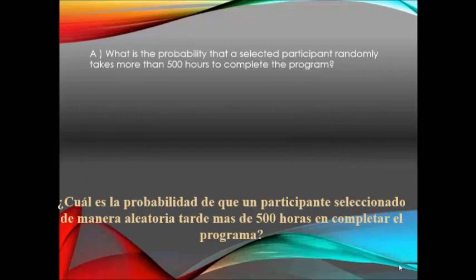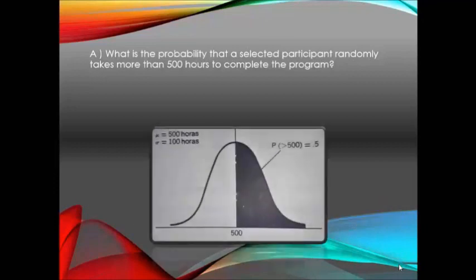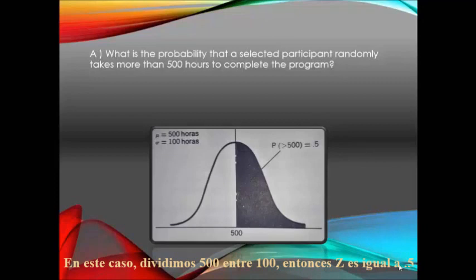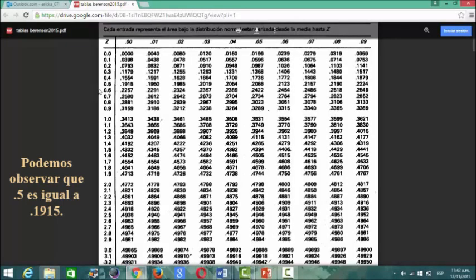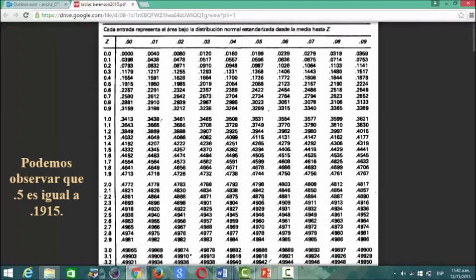Letter A. What is the probability that a randomly selected participant takes more than 500 hours to complete the program? In this case, we divide 500 by 100, so Z is equal to 0.5. Now, we look for the table value. We can see that 0.5 corresponds to 0.1916.